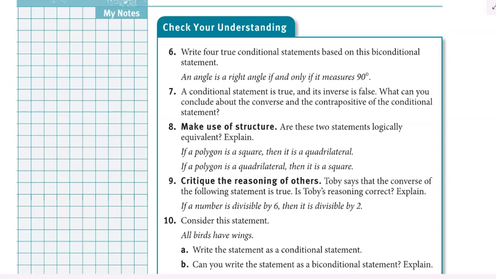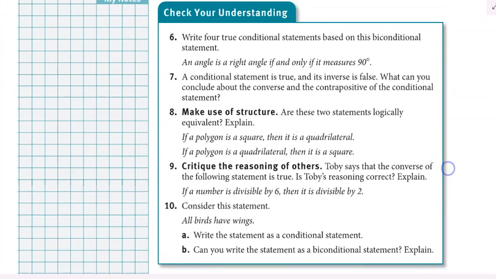All right, at this point you should have tried questions 6 through 10 on the check your understanding section. We're going to go over them. It says write 4 true conditional statements based on this biconditional. Okay, so based on this biconditional statement, we should be able to do these.